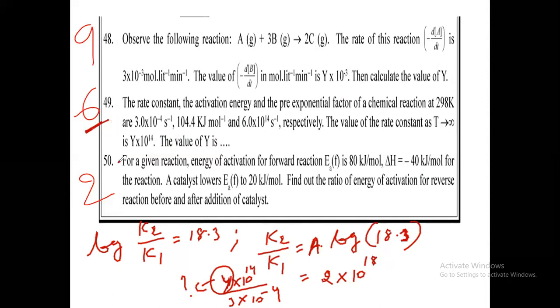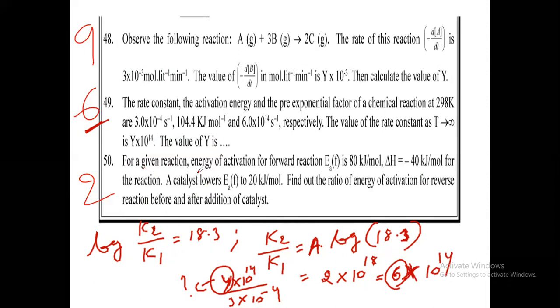6. Okay, so this is the way we have to calculate. If you take that side, 3 into 2 is 6. Here 10 power minus 4 into 10 power minus 18 gives 10 power 14. So the Y value we got here is 6.